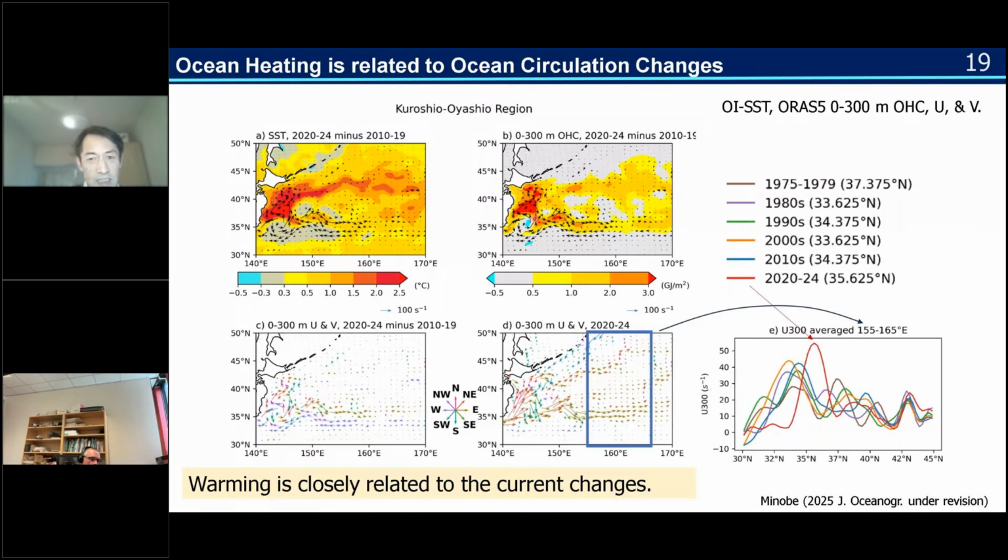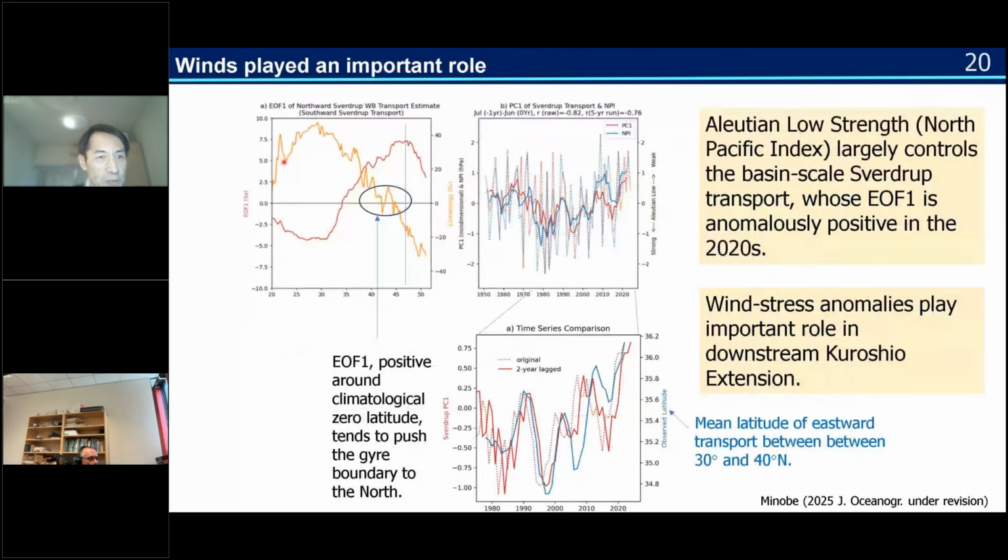In order to understand the role of the winds, I calculated Sverdrup transport. The yellow is the climatological Sverdrup transport estimated western boundary current. So the western boundary current is northward south of about 40 degrees north, and southward to the north. So this corresponds to the Kuroshio and Oyashio. And near the zero wind stress curl line, the estimated EOF1 of the transport is positive.